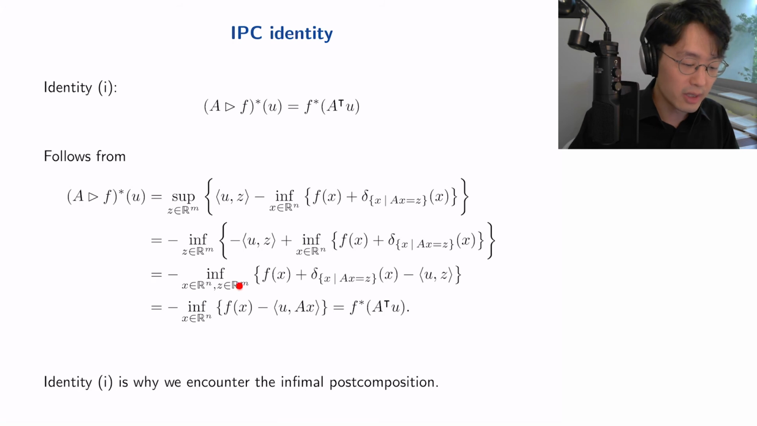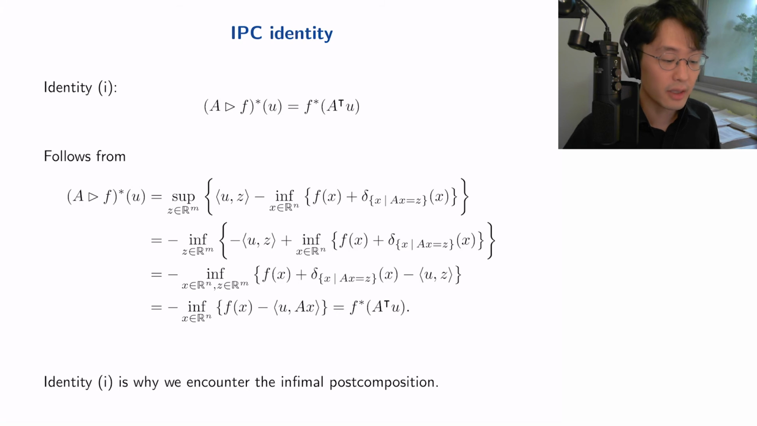And then finally, now that we have a double infimum, we can perform the infimum over the variable z before we perform the infimum over x. So then if we take the infimum over z, this indicator function fixes the value of z to be equal to a times x, so we can replace the instance of z with ax and get rid of this indicator function. Now that we have this expression, well, this expression with the negative sign in front is exactly f star with a transpose times u. So this first IPC identity explains why it is that the IPC naturally arises from minimization problems subject to linear equality constraints.